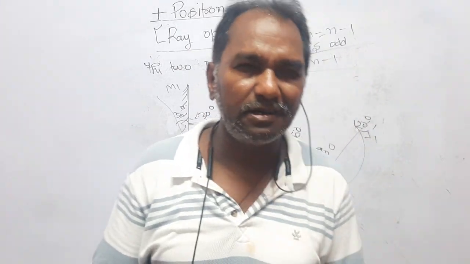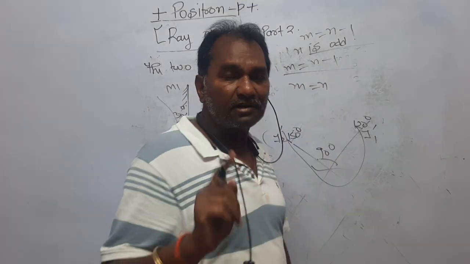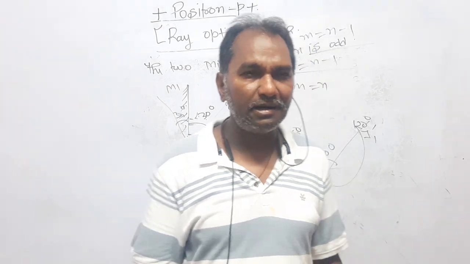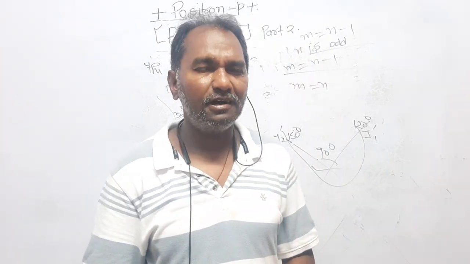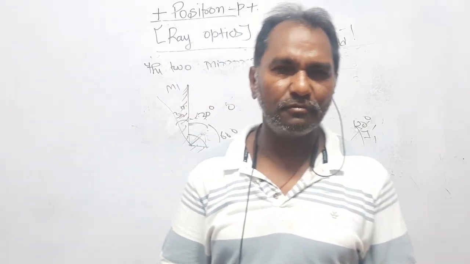If the object is not symmetrical, meaning it is not making an equal angle from M1 and M2, in that case the number of images will be m equal to n, but the condition is that n is surely odd, right? N is surely odd. This is today's topic, dear students. It was the plane mirror. So many things we have to discuss about the plane mirror.